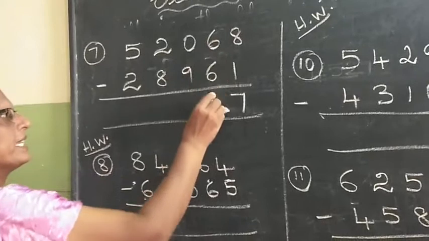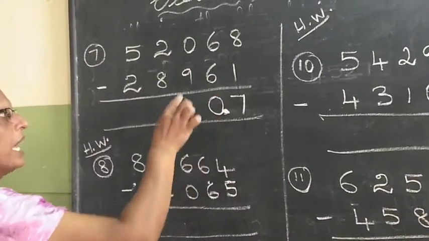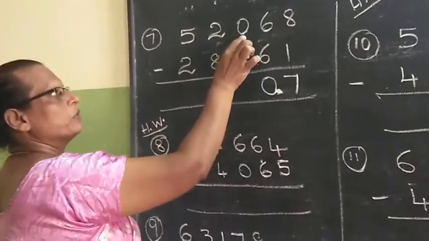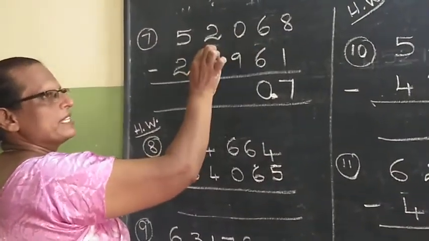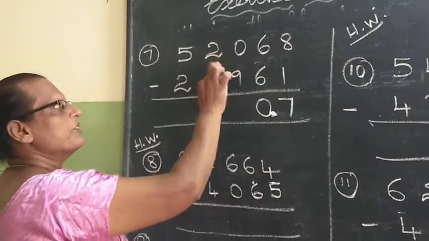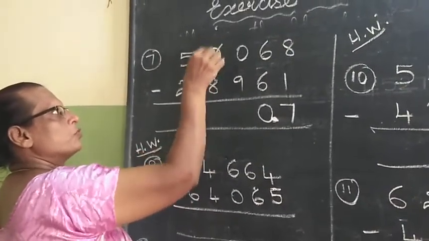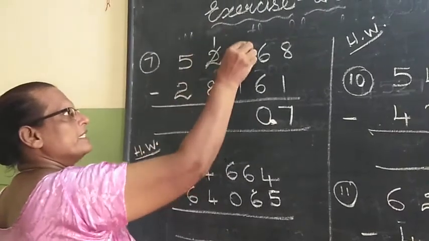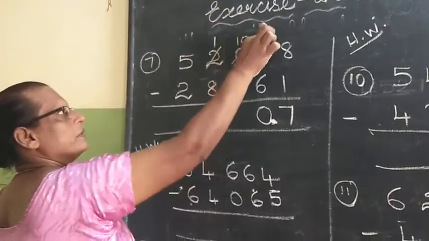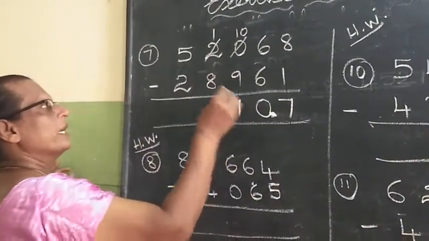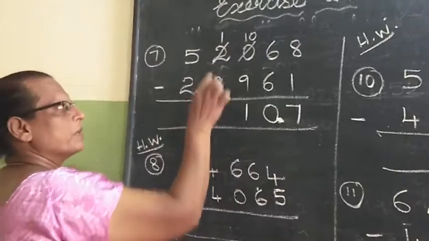And 6 minus 6, 0. And see, from 9, can you count, children? No. So what you have to do? You have to borrow from the previous number. Previous number, what number is here? 2. So you have to borrow. 2 will become 1 and then 0 will become 10. So it's easy. 10 minus 9, what will be, children? 1.